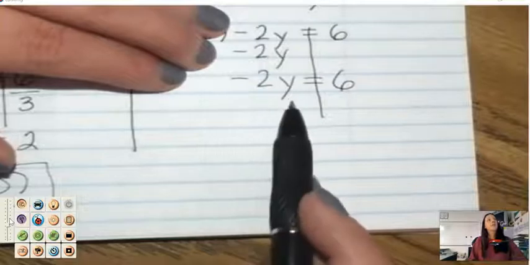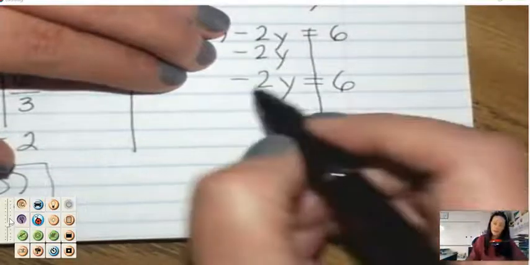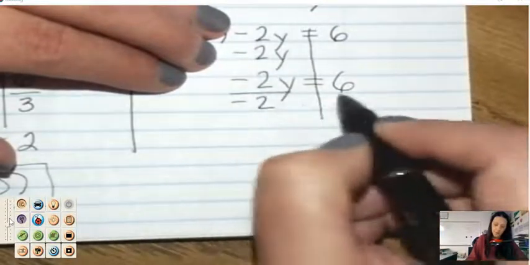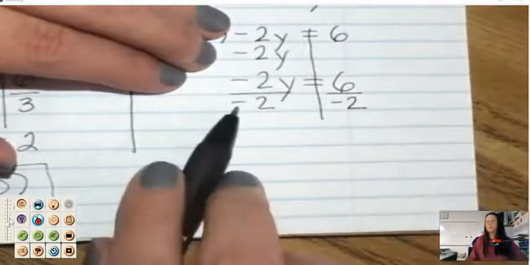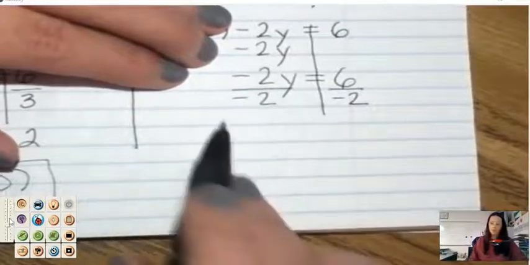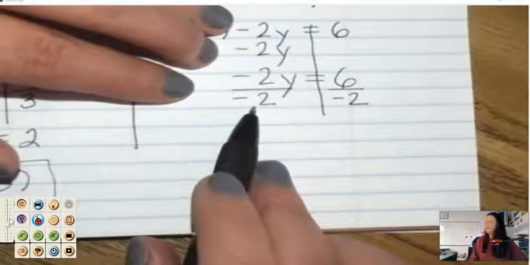Okay, so this says negative 2 times y. So to undo multiplying by negative 2, divide by negative 2. Don't forget to divide by the negative though. Negative 2 divided by negative 2 is positive 1.